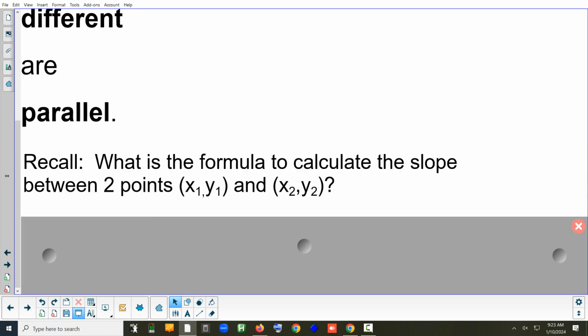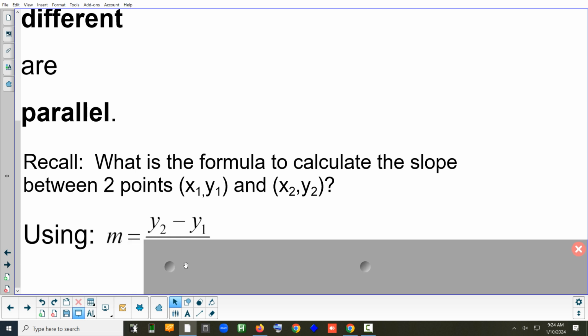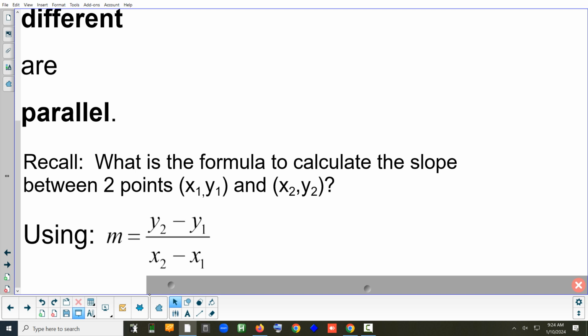Okay. So the next question. It says, recall, what is the formula to find the slope between two points? So we have to do this when they don't tell us the slope. Does anybody remember using the x1, y1, x2, y2? What do you do with these four things to find the slope? There's a fraction that we have. It's rise over run. And how do you find the rise? What would go in the top? Y2 minus Y1. And then X2 minus X1. Yep. So where it says, what is the formula to calculate the slope, you can write that in that blank. The formula is Y2 minus Y1 over X2 minus X1.